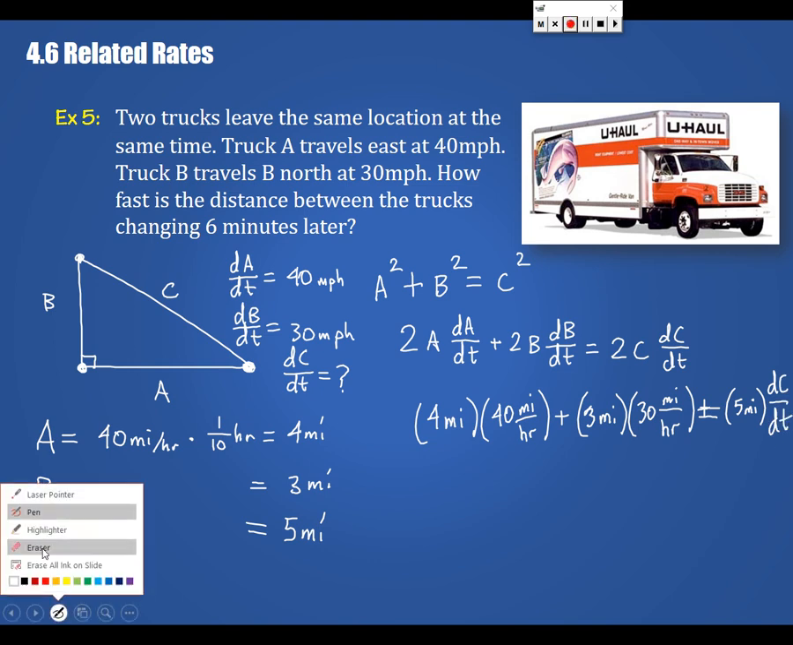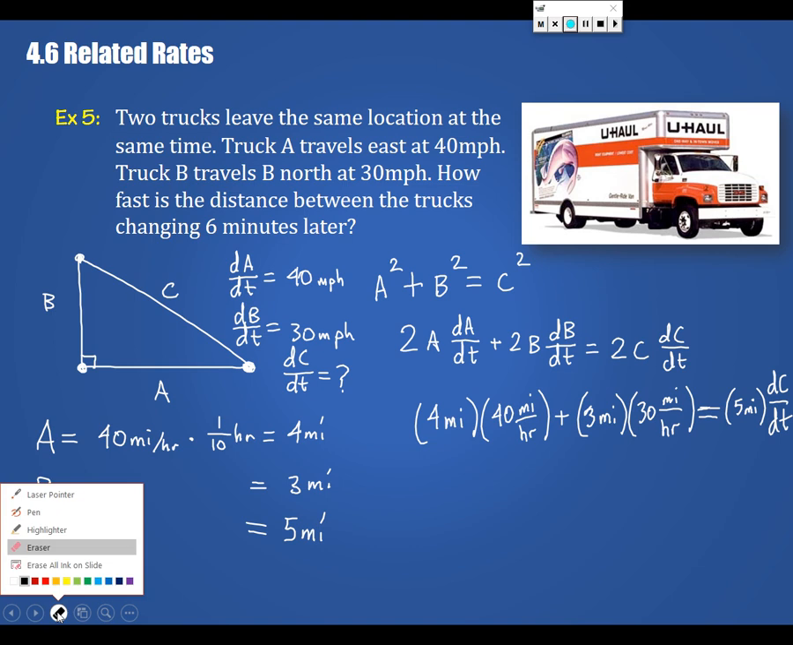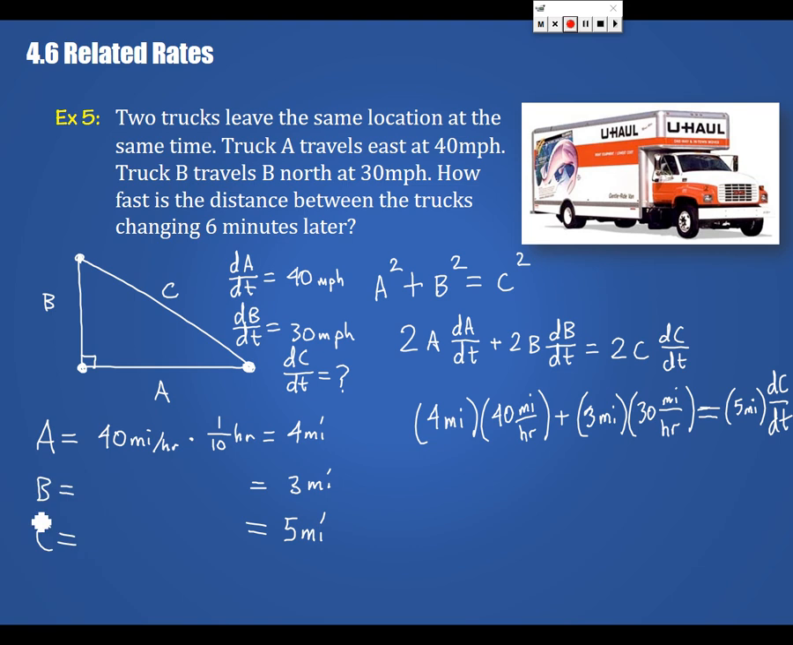That's all for dC dt. Is that something we need to check? Do we need that right now, Jay? Is that 160 plus 90? Miles squared per hour equals 5 miles. So what do we get? We got 50 miles per hour.